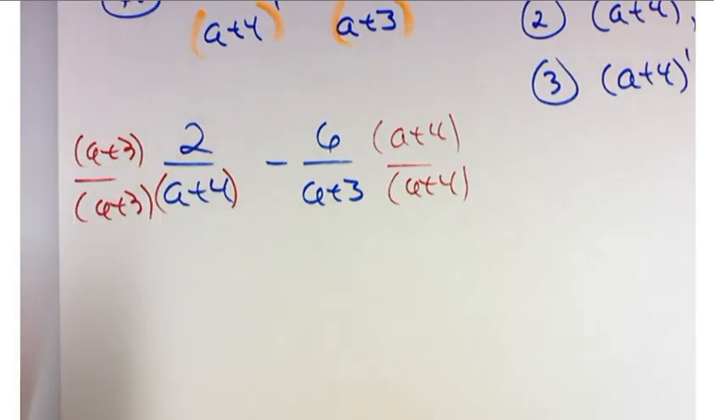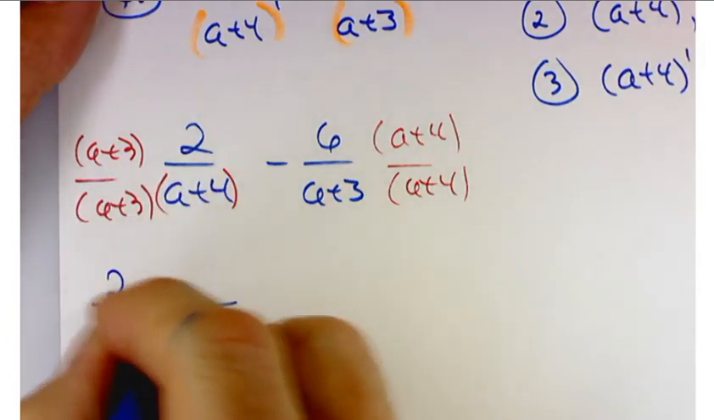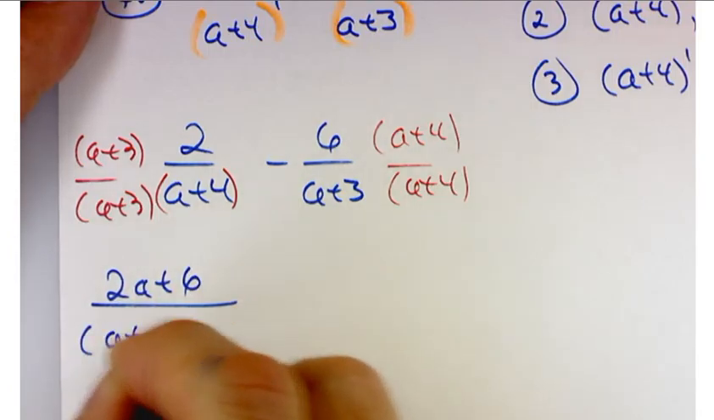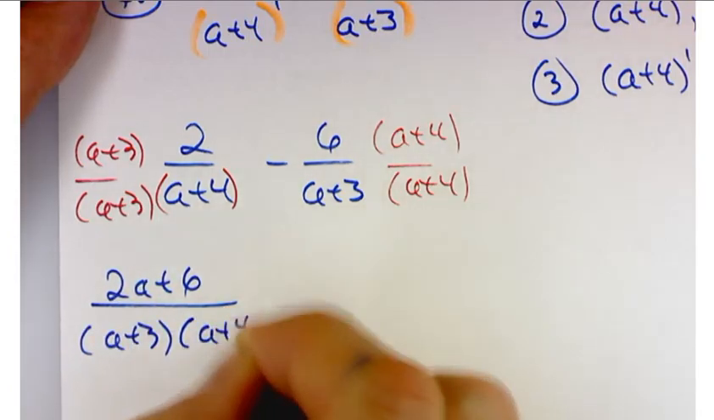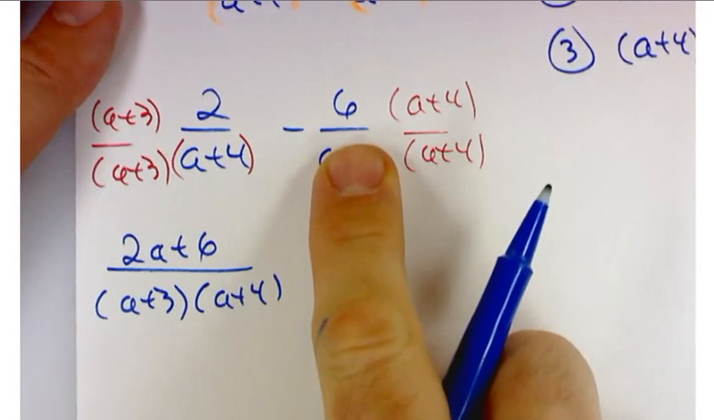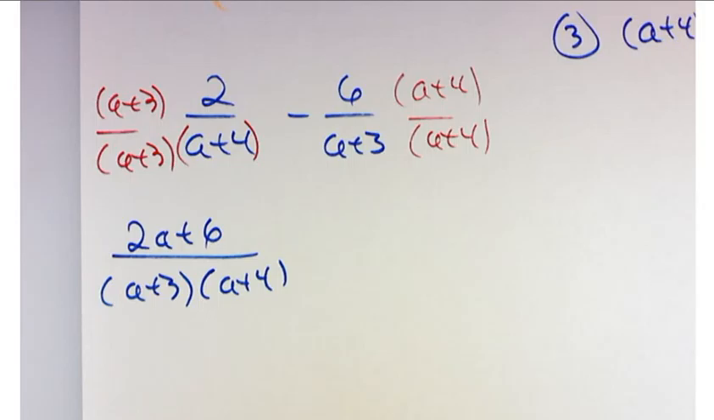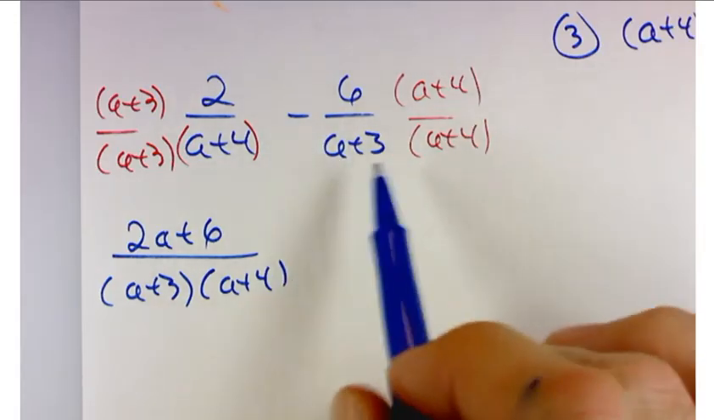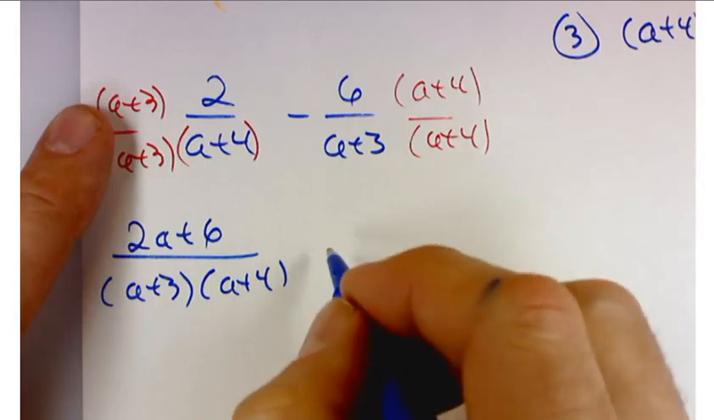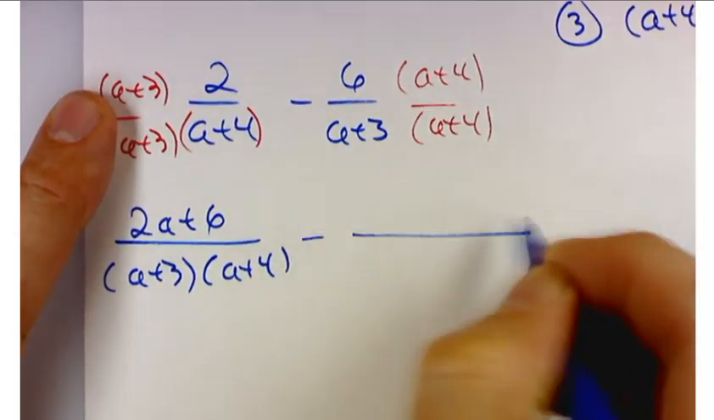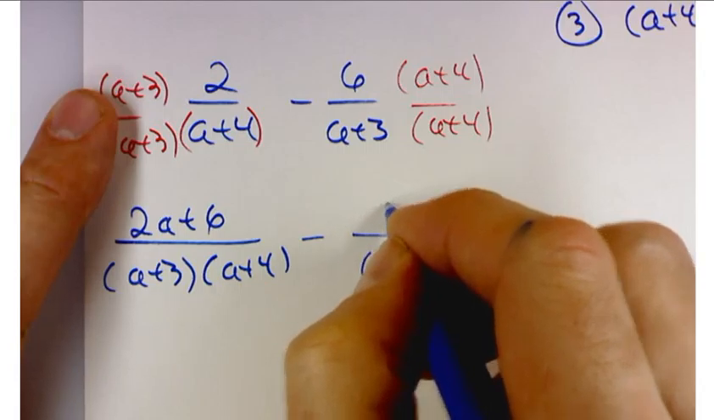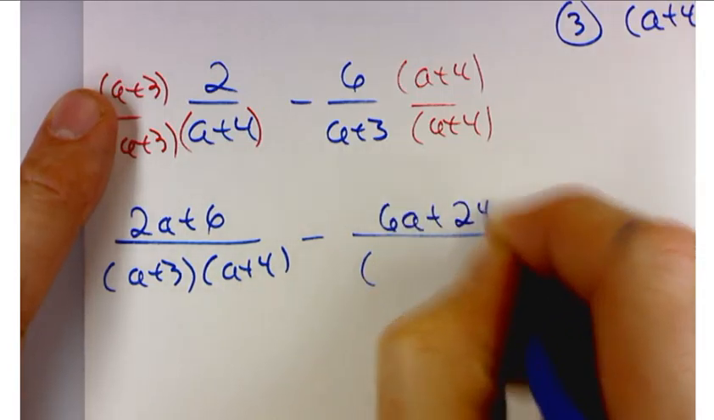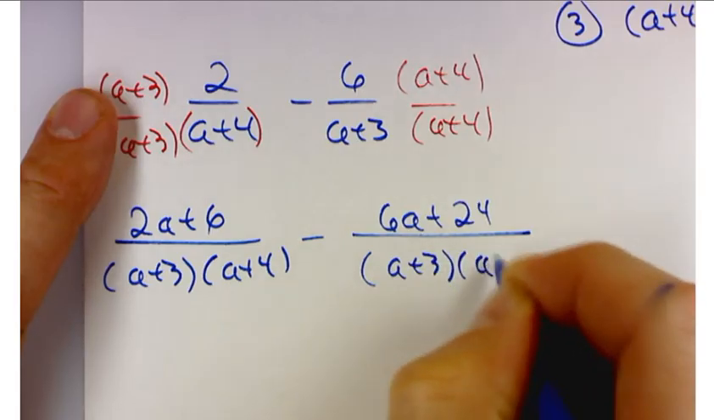Let's distribute the 2 in the numerator and get 2a plus 6 over a plus 3 times a plus 4. Now over here, you've got 2 choices, and I'll let you make it. We could distribute the negative 6 and then be done with the negative. We can just add these. Or I can distribute the 6 and keep the subtraction there. Let's just distribute a 6. I'll get 6a plus 24 over a plus 3 times a plus 4.